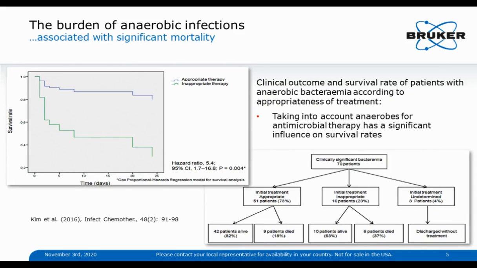One side of the burden of anaerobic infections regards the mortality rate. In this study, the authors compared the 28-day mortality rate between patients properly treated and patients not properly treated, and the results are shown in the graphic. As we can see, the survival rate resulted higher in those patients who underwent an appropriate antibiotic treatment, while it drops significantly among not properly treated patients. The p-value is highly significant.